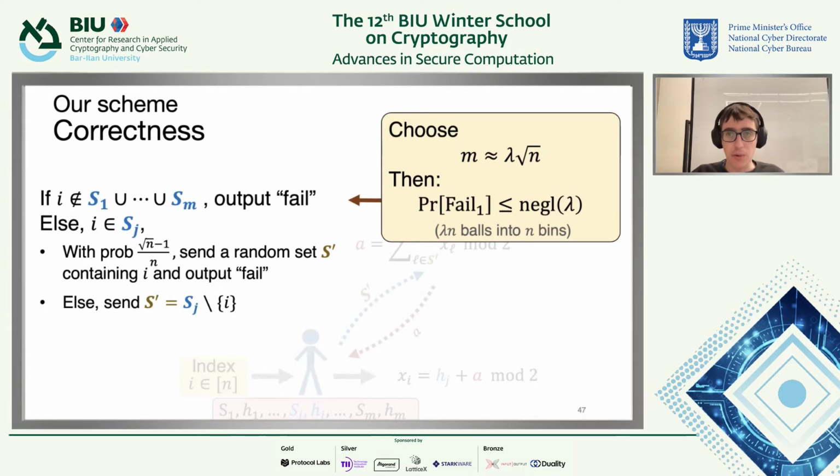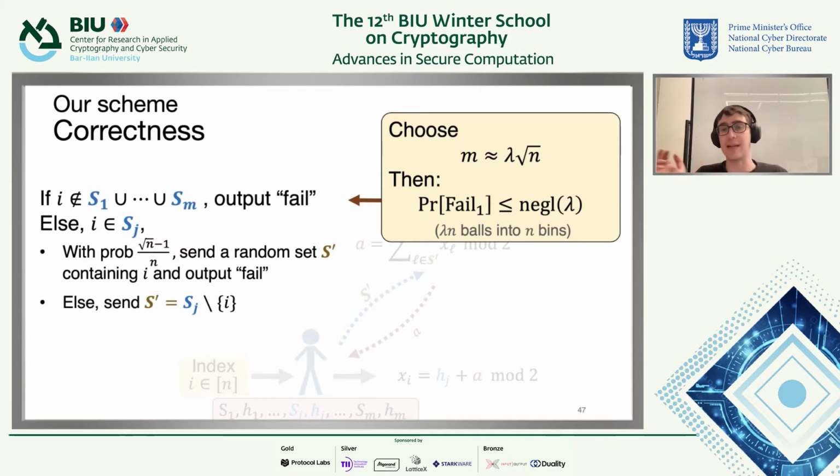To make things work, we choose the number of sets to be about lambda times square root of n, where lambda is the security parameter. If we choose the number of sets this way, then the probability that this collection of m sets does not cover the entire universe of indices is negligible in the security parameter lambda, so we only get a negligible failure probability.